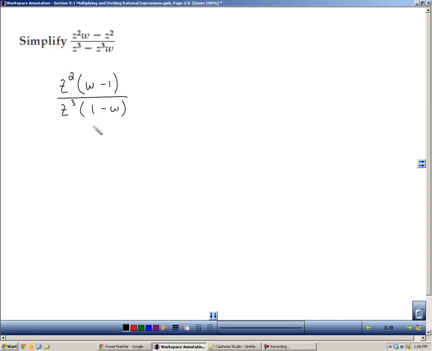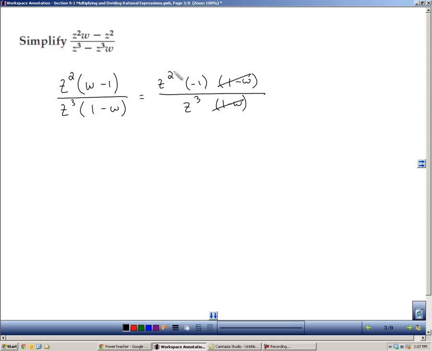So I want to show you one way that you can simplify that, and that's by pulling out a negative 1. So I'm going to take this top part and I'm going to pull a negative 1 out, and then I'm going to change the order. I'm going to make the w negative and the 1 positive. So I'm going to rewrite it as 1 minus w. So what I've done is I've taken the negative 1 out and then changed this binomial so that it matched the one on the bottom, and now I can cancel it.